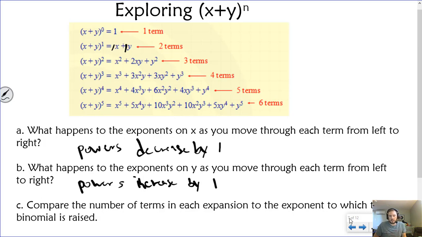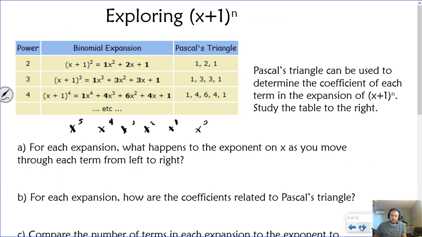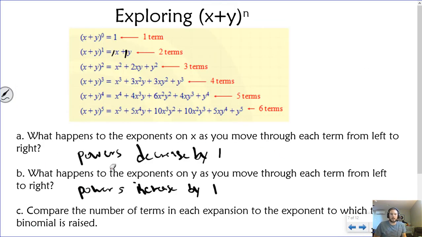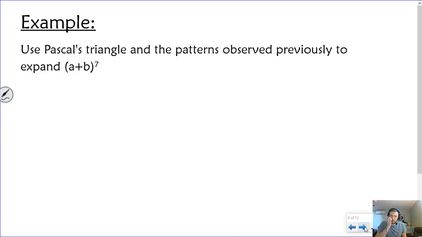So the patterns that existed in the previous slide still exist. The only difference now is we're adding in more than just a 1. We're having a y or some other value in the powers. What we notice is that as the powers on x decrease by 1, the powers on the y term actually increase. They do the opposite. So, for example, use Pascal's triangle and the patterns observed previously to expand this. Let's try to expand a plus b to the power 7.